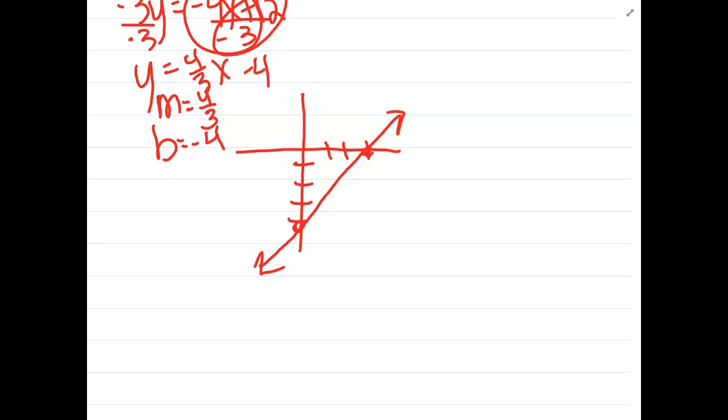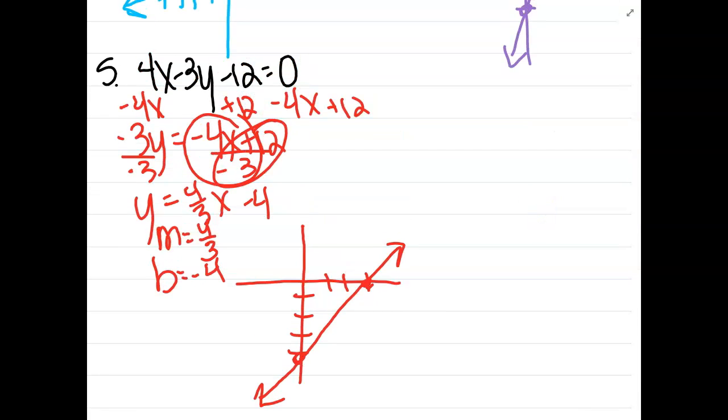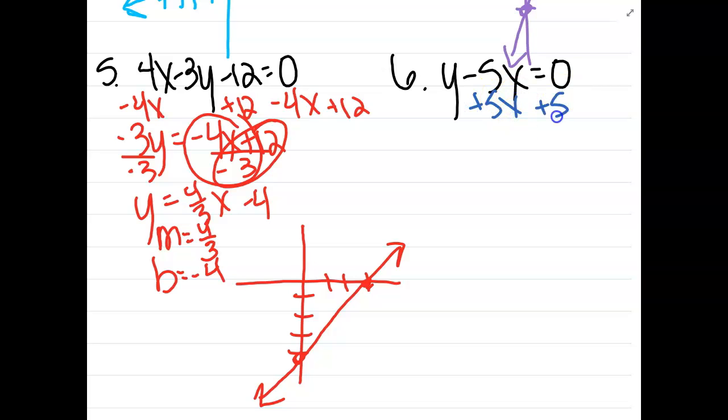Okay, now this one I know always gives students a hard time. Okay, so you're going to have one like this on your homework. Let's do y minus 5x equals 0. Okay, get it in y equals. Really, the only thing I need to do is add 5x to both sides. And then it says y equals 5x. 0 plus 5x is just 5x. If you want, you can put plus 0 there. You don't have to. What's my slope?